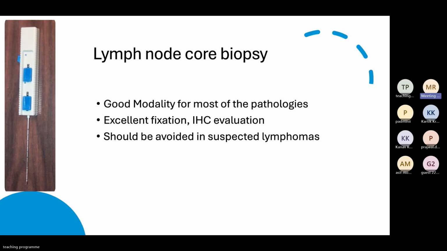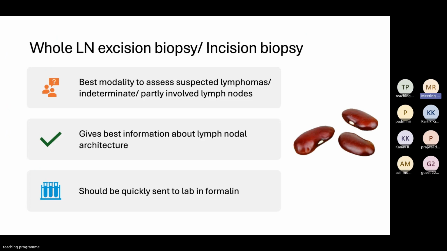Again, it may be avoided in the suspected lymphomas because many times the lymphoma involvement, especially in the low grade ones, can be partial. In Hodgkin's, we might not see the Hodgkin cells, or we might have a partial involvement by follicular. So if we are suspecting a lymphoma, then it's better to obtain a whole node biopsy. For all other purposes, a core biopsy is the standard now.